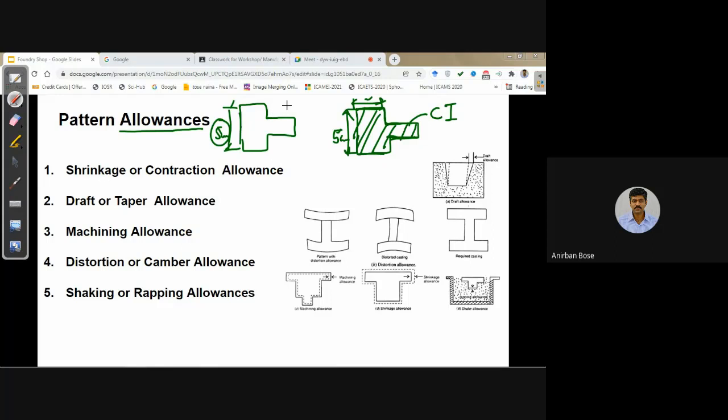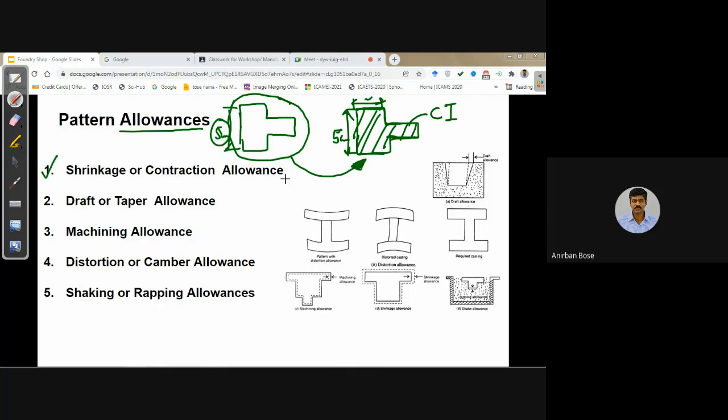Initially, how the dimensions of the pattern are going to change when the casting is completed. All these allowances, all the errors that might come because of the whole process of casting, you have to take care of initially when you are creating that pattern. Okay, so what are those things? We have to consider the shrinkage allowance or the contraction allowance.